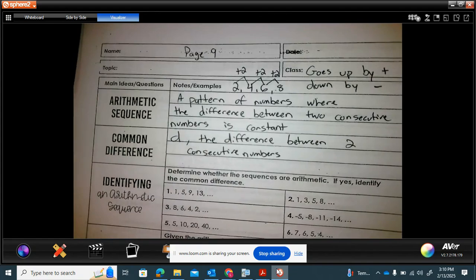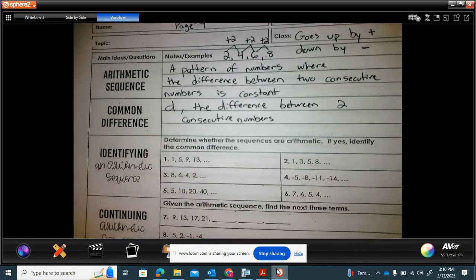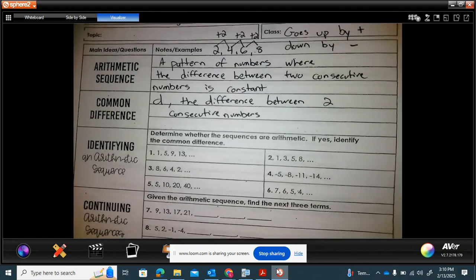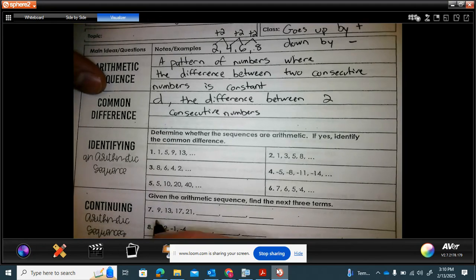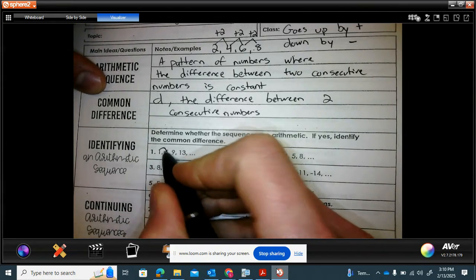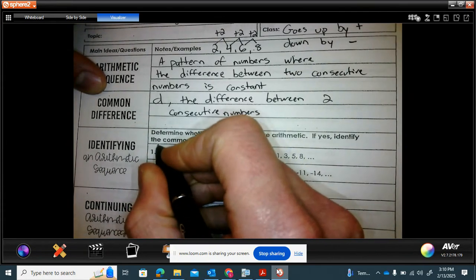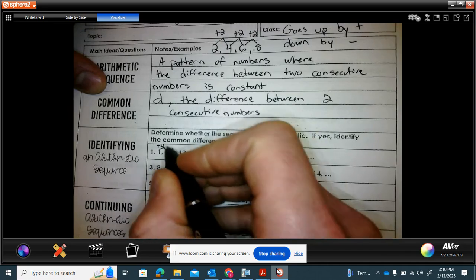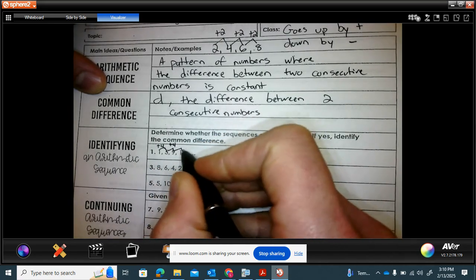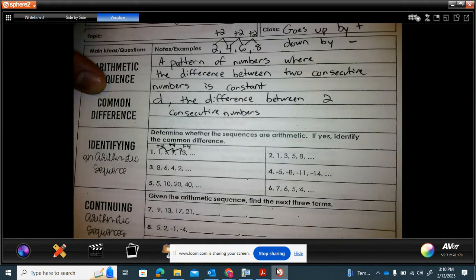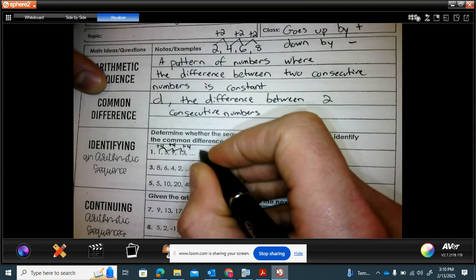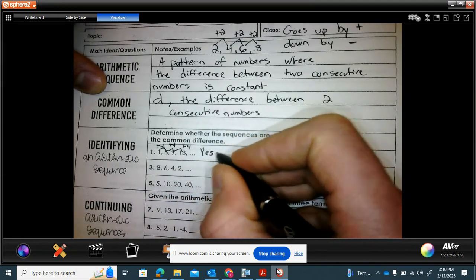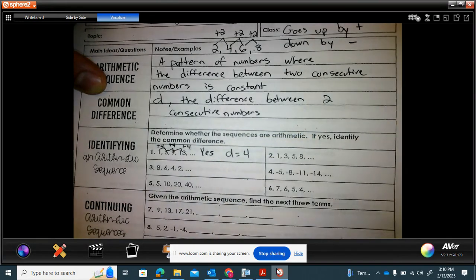And so you first have to be able to identify if it is an arithmetic sequence or if it's not an arithmetic sequence. So you have to tell between every single one, like to go from 1 to 5, you would add 4. 5 to 9, you would also add 4. 9 to 13, you would also add 4. So because you're adding 4 every single time, and because the common difference is constant, we would say yes, it's an arithmetic sequence, and the common difference, or D, is equal to 4.